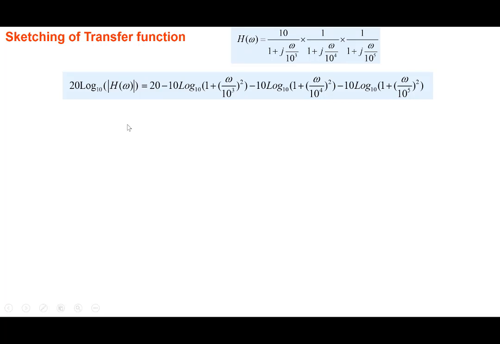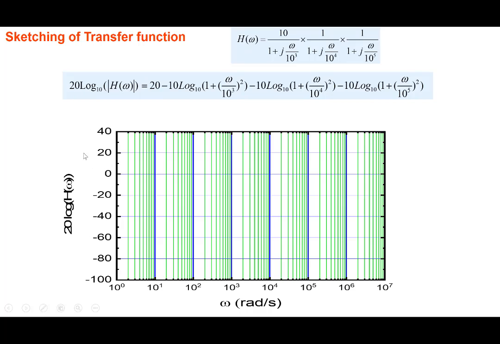Our approach is, again, this plot has the y-axis in dB and the x-axis in radians per second. It can be frequency also. This is on a log scale. We start by sketching each individual term. So 20 remains 20. The second term, as we said, till about 10 to the power 3, we'll take as 0. And then after 10 to the power 3, this term will change at minus 20 dB per decade.